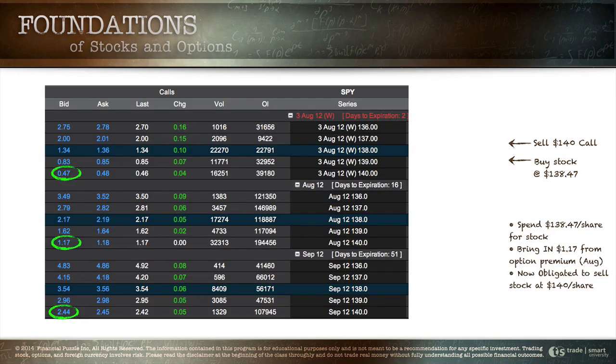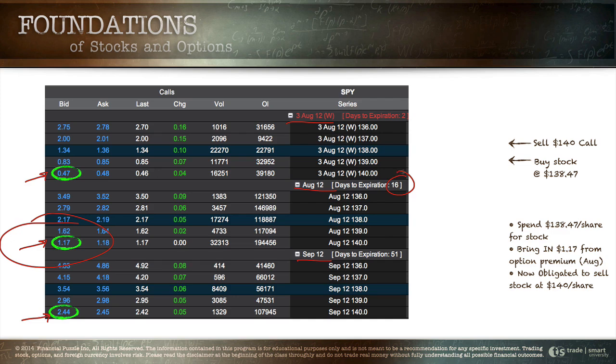Here's your option chain. You've got 3 strike months I'm going to give you the choice to do here. We can do the 140 and make 47 cents per share for the weekly. We can do the August 12, bringing in $1.17 per share. We can do the September and bring in $2.44 per share. Let's just pick the middle one. Let's say we're going to do the August and bring in $1.17.